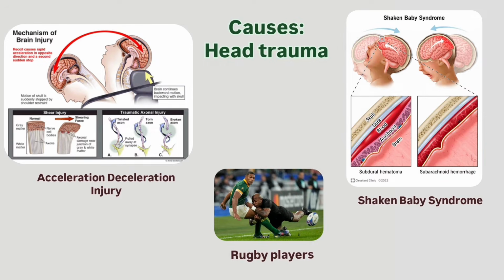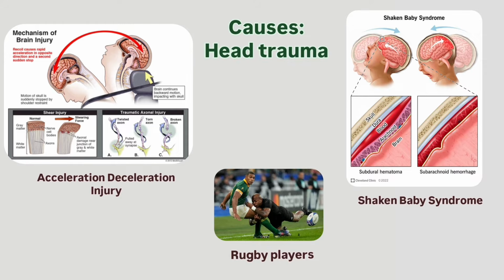Now, the important cause of subdural hemorrhage is basically head trauma. It can occur during acceleration-deceleration injury, or due to shaken baby syndrome, or it is very common in rugby players also. In acceleration-deceleration injury, suppose a vehicle stops suddenly, either due to an accident or due to some obstruction. The motion of the skull is suddenly stopped by the shoulder restraint, but the recoil causes rapid acceleration in the opposite direction and a second stop, due to which the brain impacts with the skull, causing injury.